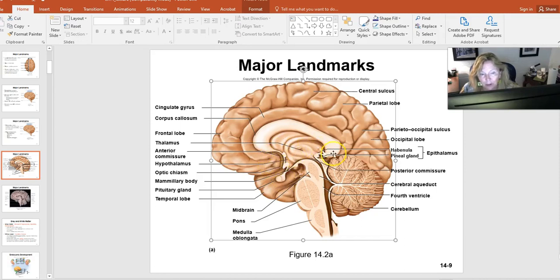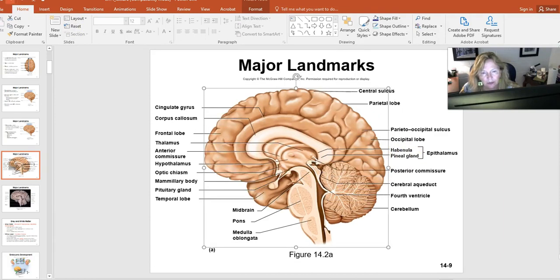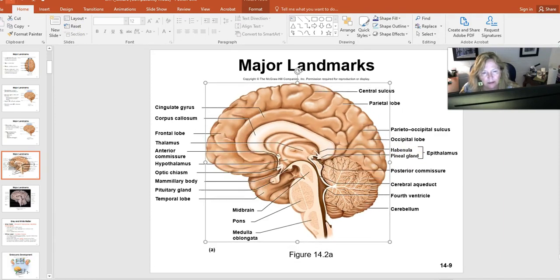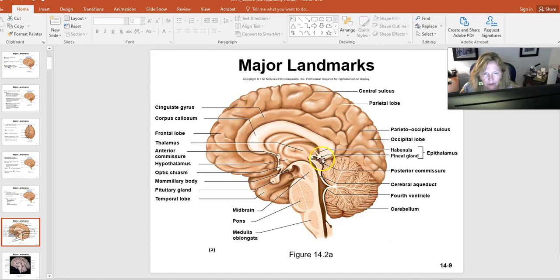Behind, toward the caudal or the back side of the brain, there is another little gland called the pineal gland, or pineal gland. Either pronunciation has been accepted. So the pituitary is here. The pineal gland is here.